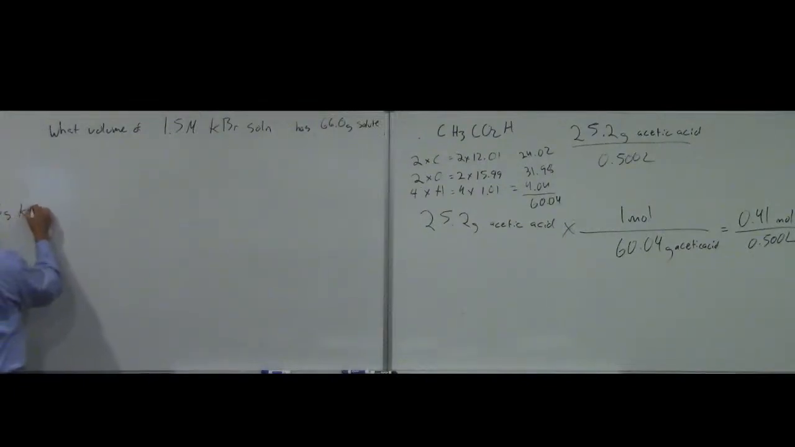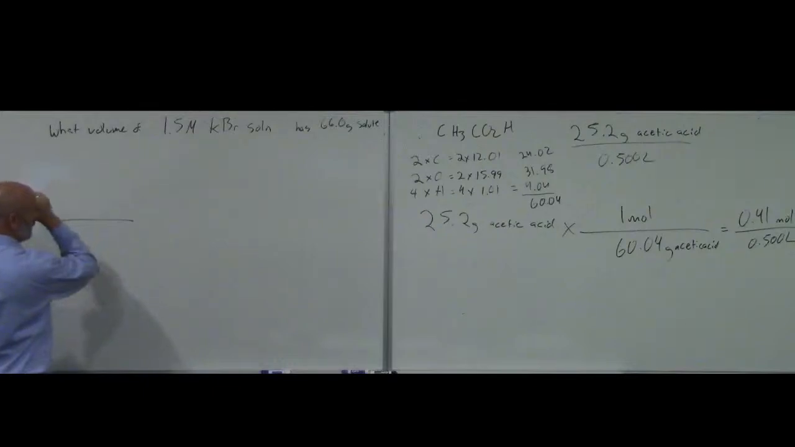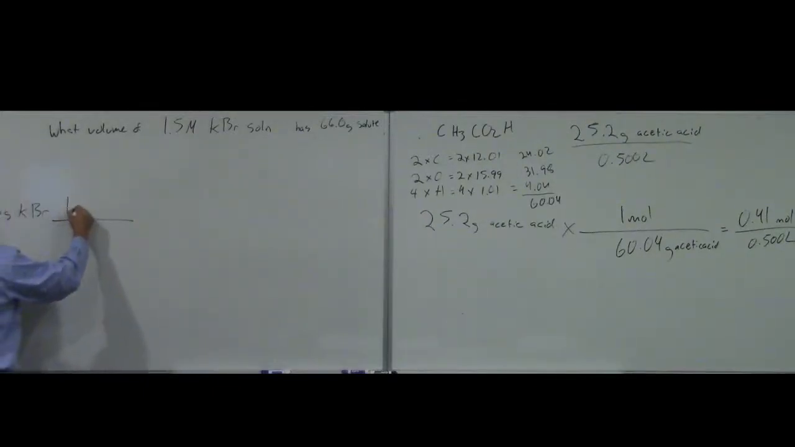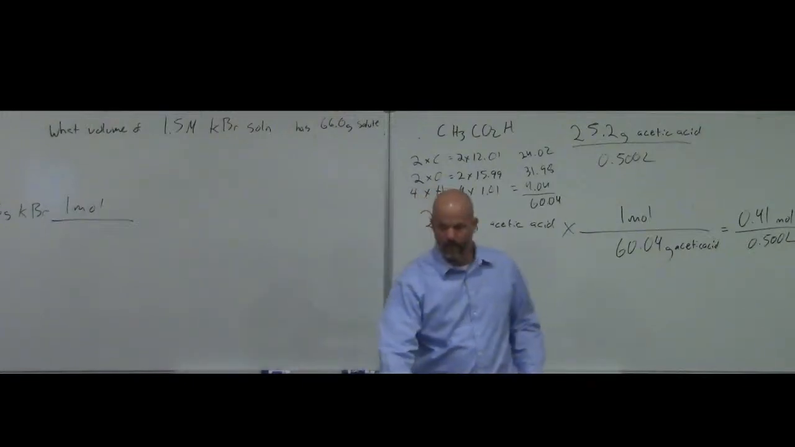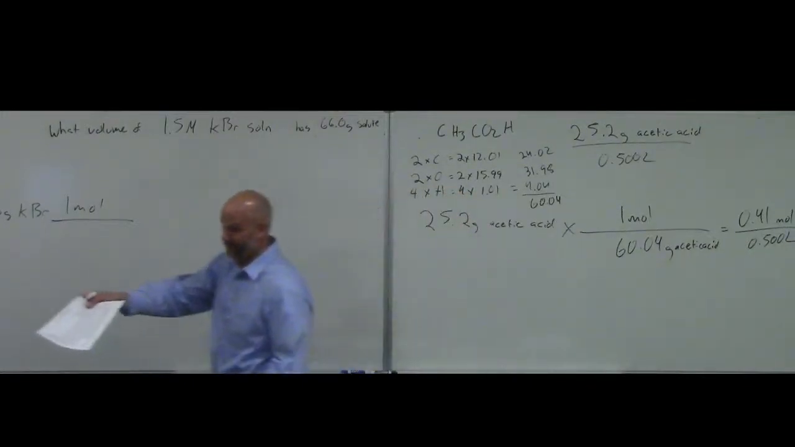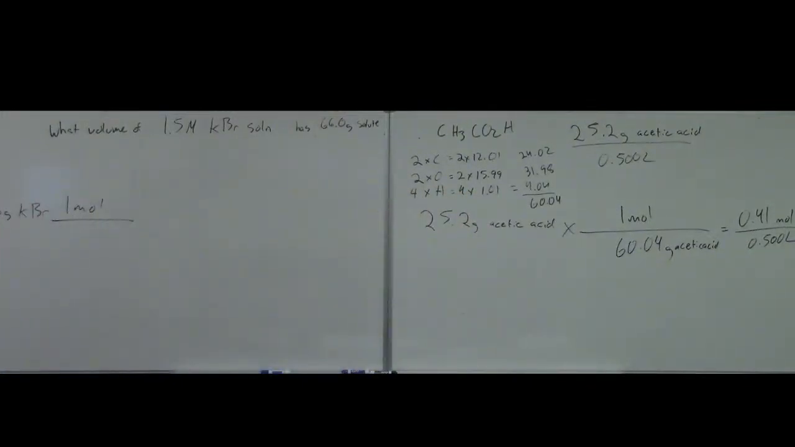of KBr, right? So the first thing I've got to do is multiply 1 mole over whatever the formula mass is here. So potassium bromide.